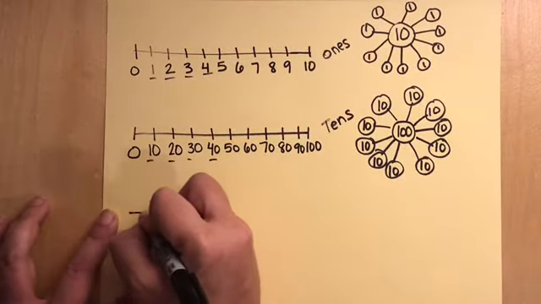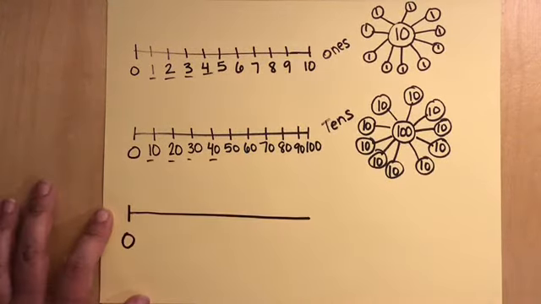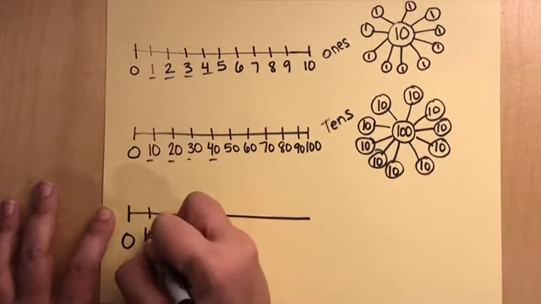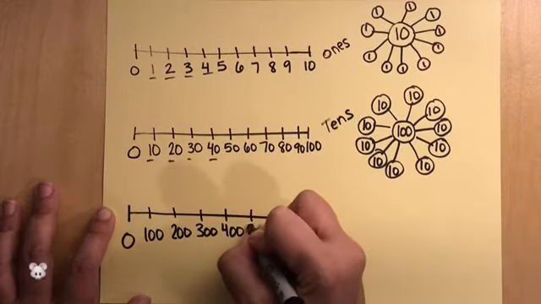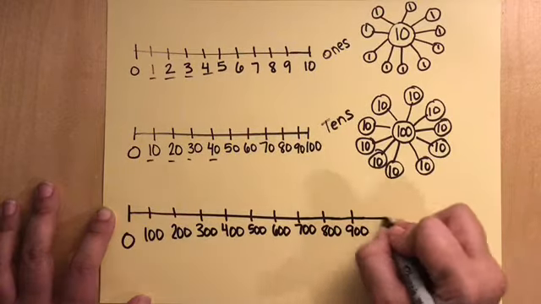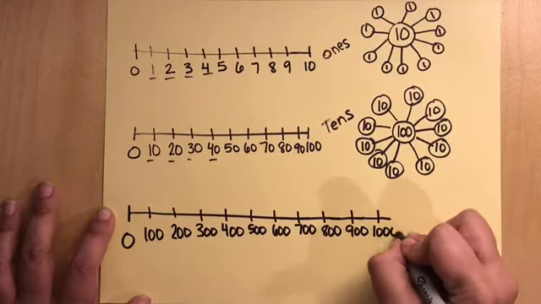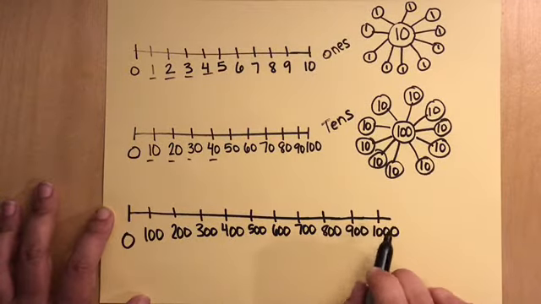Now let us count by 100s until we get to 1,000. So can you predict how many times we're going to count by 100 to get to 1,000? I hope you see the pattern. 100, 200, 300, 400, 500, 600, 700, 800, 900, 1,000. Notice that I can say 1,000 because I have 10 100s.